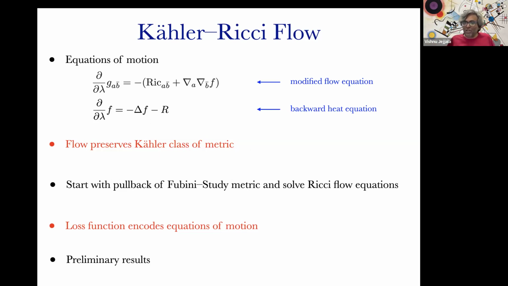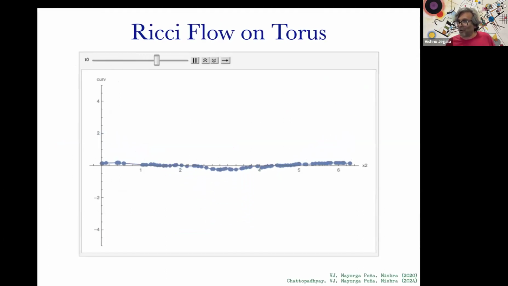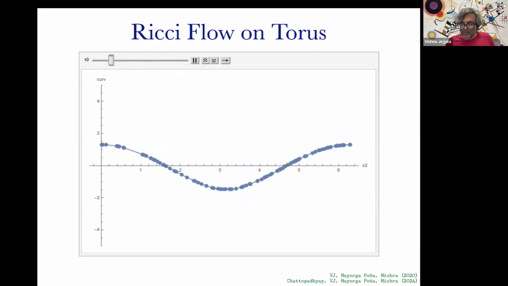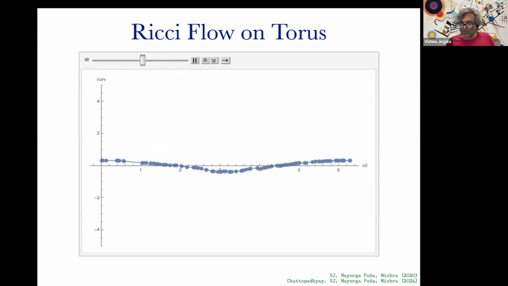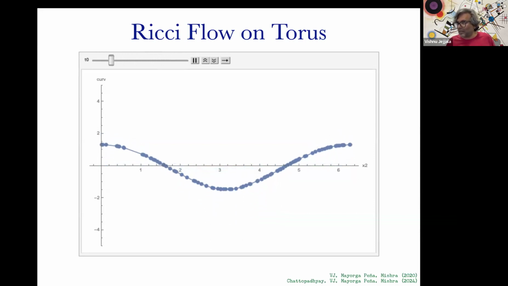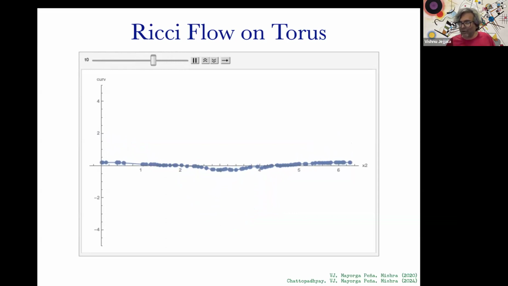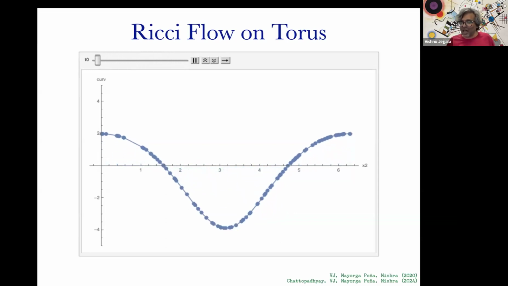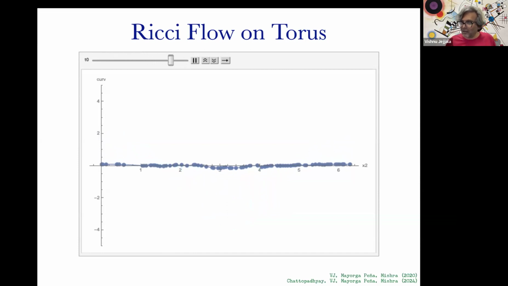So we can start with a pullback of the Fubini-Study metric on the manifold and solve the Ricci flow equations in order to get to a flat metric. The loss function encodes these equations of motion, and we have preliminary results that indicate that we can get this to work, for example, on the torus. So the flow is able to start from the non-flat metric and get us to the flat metric in a very efficient sort of way. It's much harder for us to have implemented this and do this properly on K3 and threefolds. So we have preliminary results, but we don't have very nice results yet. We hope to publish on this topic sometime this year.